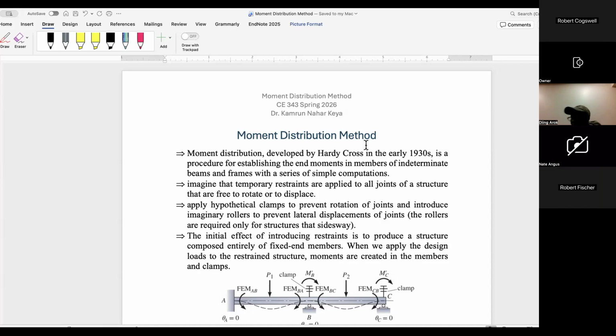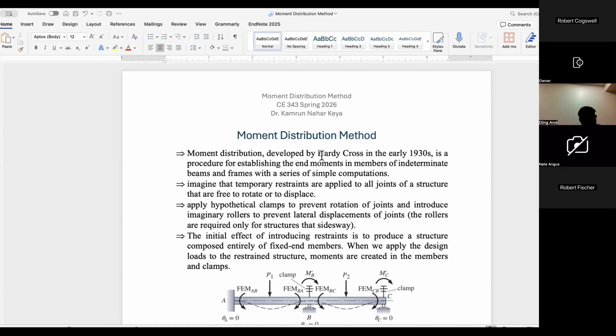So for the moment distribution method, we are using it for indeterminate structures. That can be a beam or a frame, like the way we saw the indeterminate structures and solved them. But previously we used a different method. This time we are going to use another method called the moment distribution method.